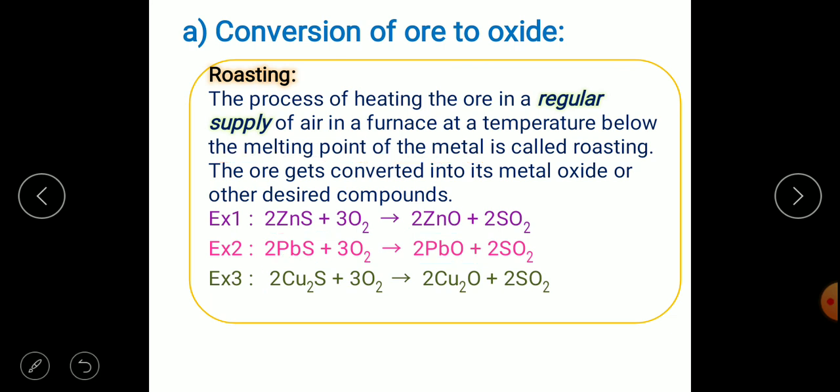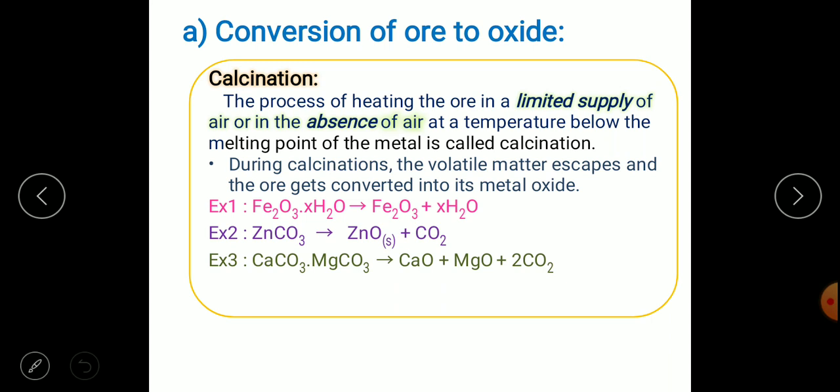Next, the second method is calcination. The process of heating the ore either in a limited supply of air or in the absence of air at a temperature below the melting point of the metal is called calcination. So during this calcination, the volatile matter escapes and the ore gets converted into metal oxide. For example, already there is an oxide, whereas in this case it is a hydrated oxide, right? Hydrated iron oxide is present. Therefore, we are going to remove this water molecule in order to form a pure oxide.